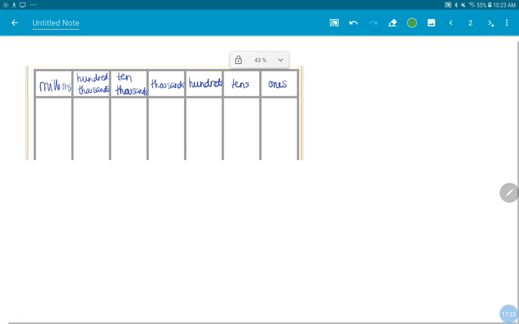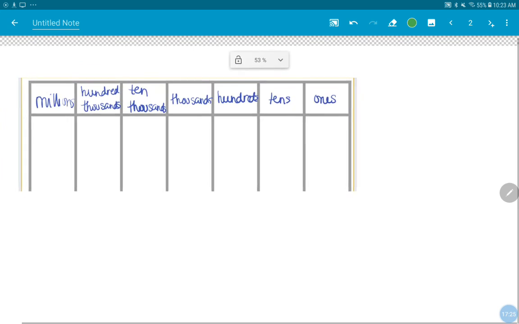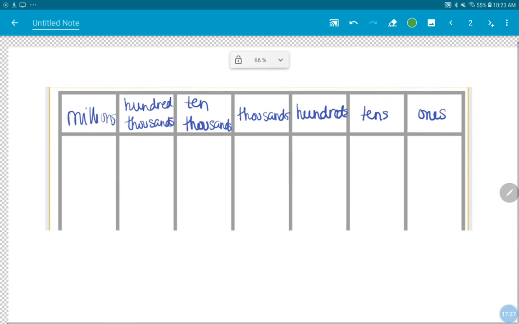What time is it between? It is 10:23. All right.